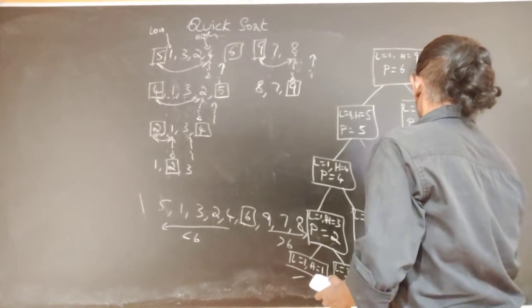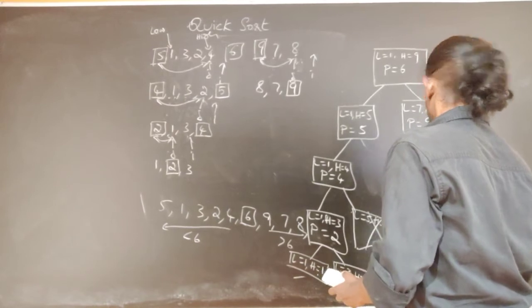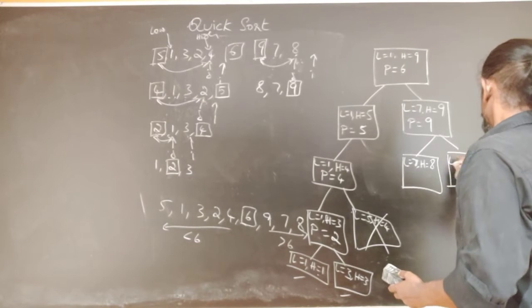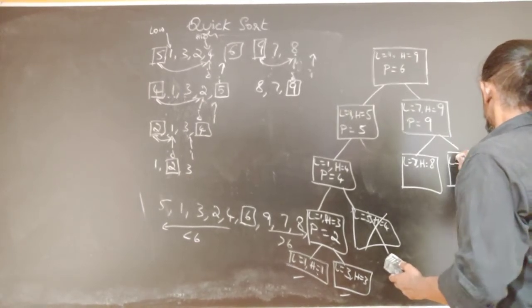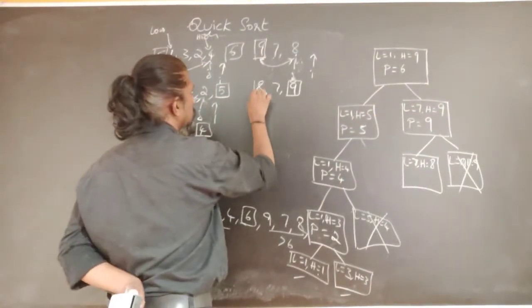On the left side, low is at 7, i is at 8. Okay, 7 to 8, and on the right side we have low at 10 and high at 9. This subarray is not there. This subarray we need to find the partition.